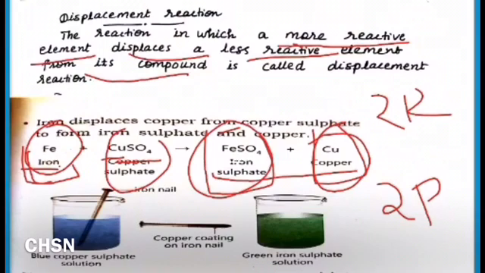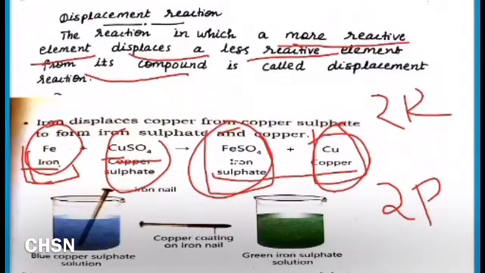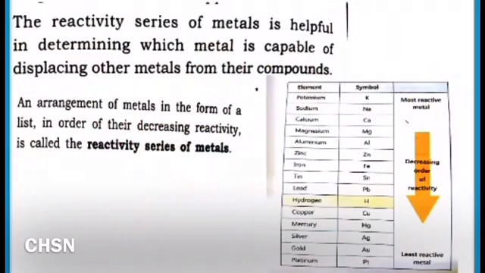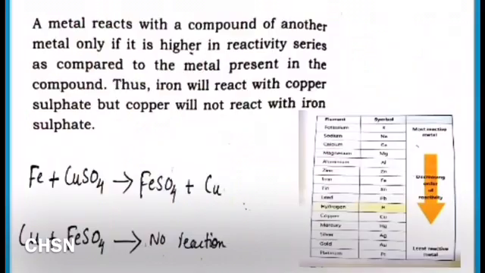The reverse, the opposite, is not possible. Opposite means a less reactive element cannot displace a more reactive element. Now here we have seen that iron displaces copper and forms iron sulfate and copper. The reason is that we know iron is more reactive than copper. That's why iron is able to displace copper.